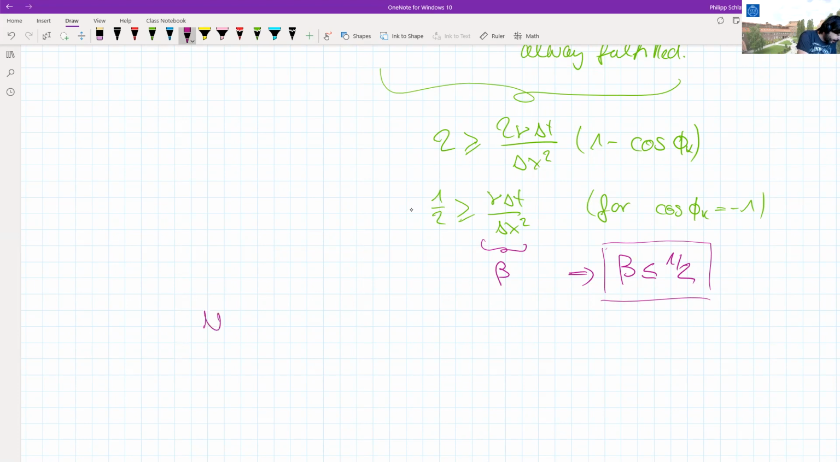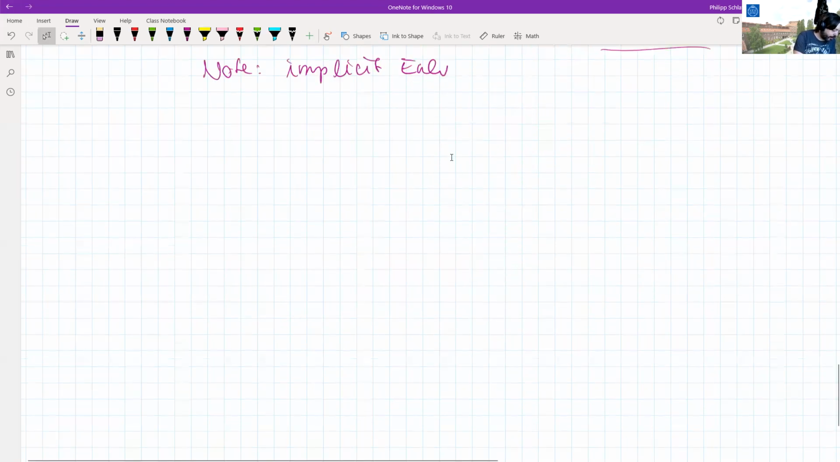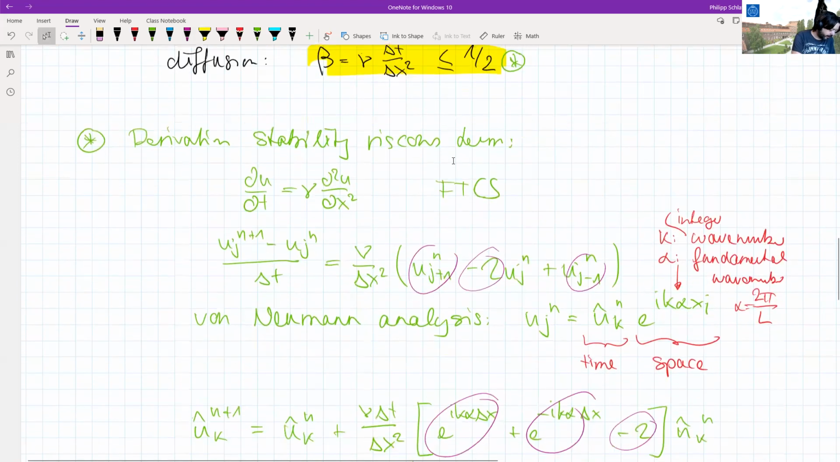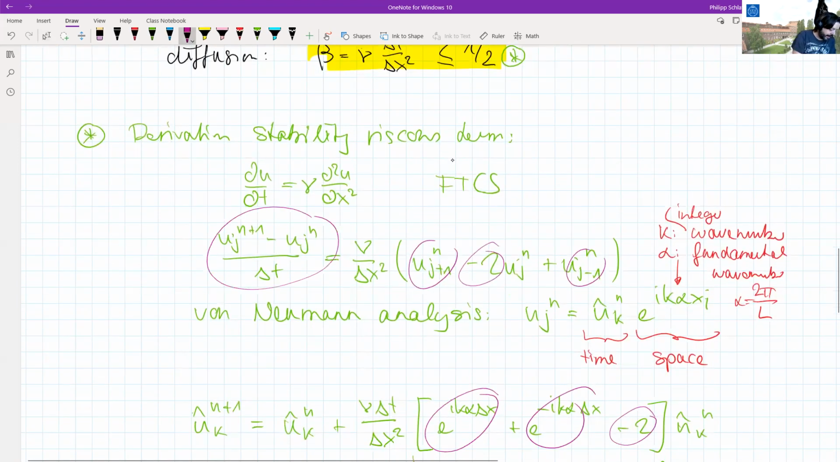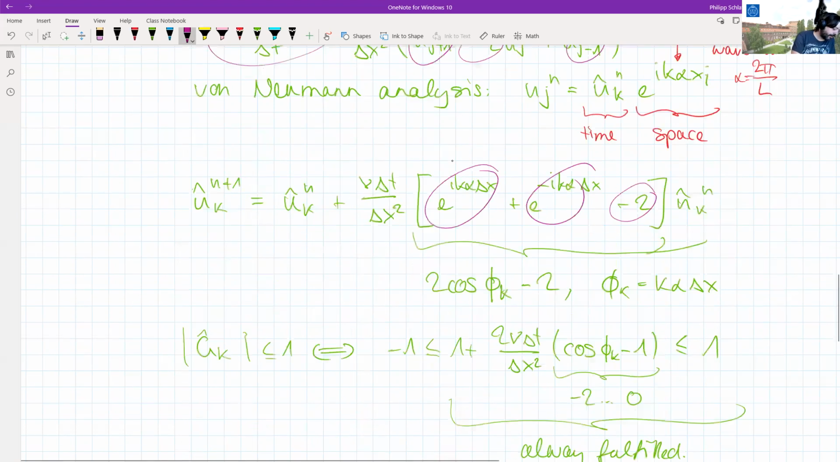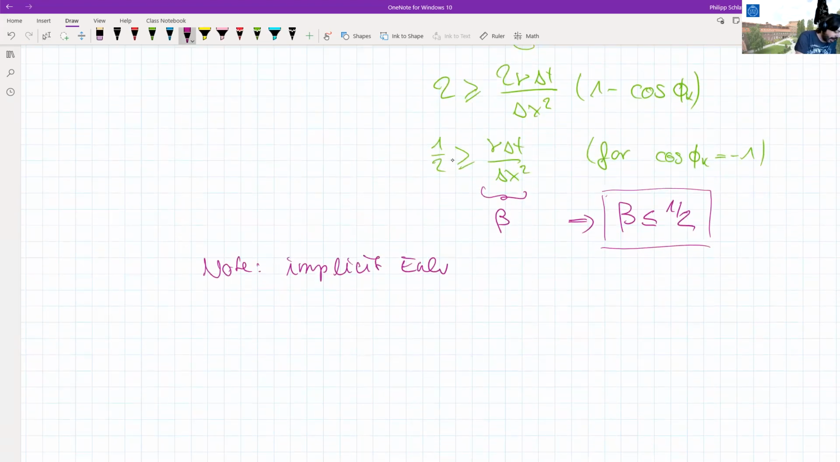One note I can make: if I had done the same thing with an implicit Euler scheme, so that means instead of forward time, I would have a backward time. If I essentially had n plus ones here on the right hand side for everything, then it would turn out that the implicit Euler would be unconditionally stable. So that means if I want to get rid of the time step limitation for the viscous term, then I could use an implicit Euler.